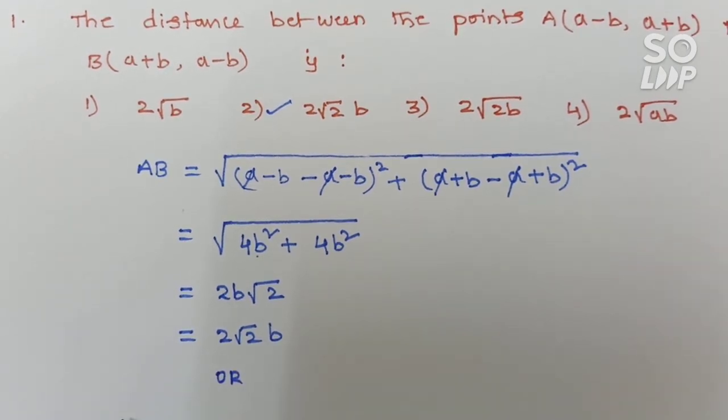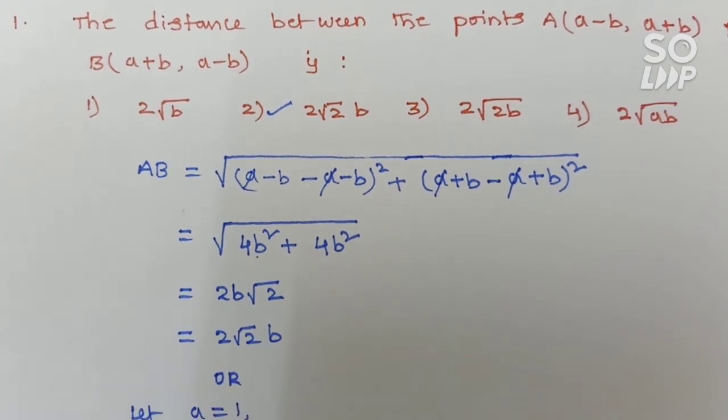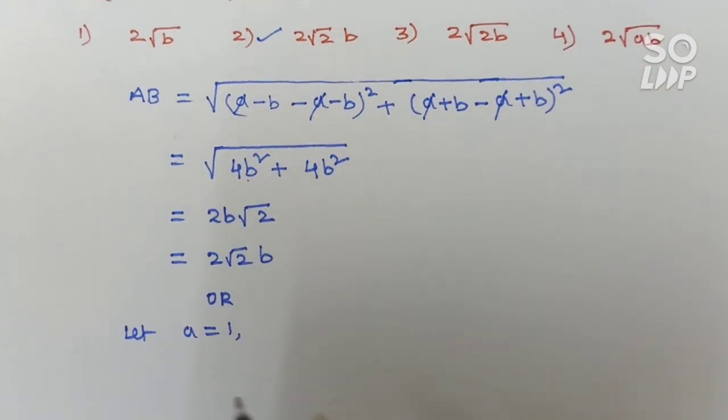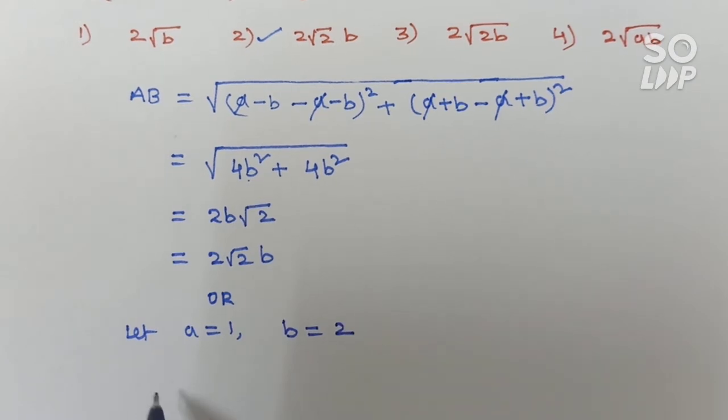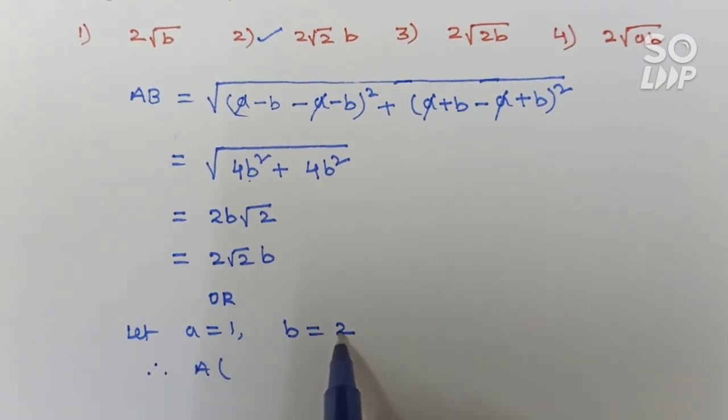So here you write that let a = 1, b = 2. Then the first point becomes, therefore capital A = (a − b, a + b). a − b is 1 − 2, that is −1, and a + b is 1 + 2, that is 3. This is the point A.